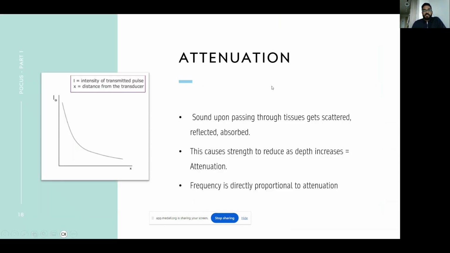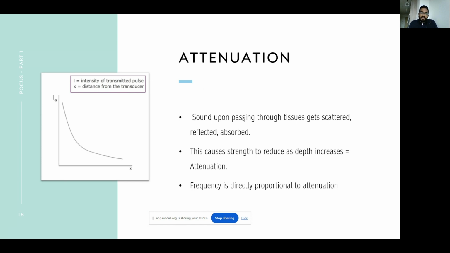Next thing is attenuation. Now, you know that X-ray radiation passing through a structure gets absorbed. Just like that, sound also gets absorbed by tissues, reflected, deflected, scattered, and as a result, as sound goes farther and farther away from the transducer, the strength or intensity comes down, and you start seeing a less clear image. Basically, the resolution goes away as the distance goes away.